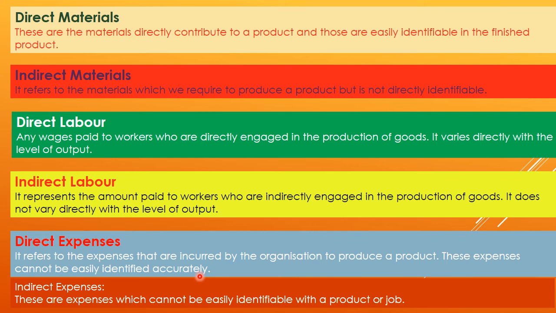Then indirect expenses are those which cannot be identified with a particular product or job. They include all indirect costs other than the indirect material and indirect labor. For example, indirect expenses are rent, rates, taxes, insurance, depreciation, repairs, maintenance, carriage, etc.